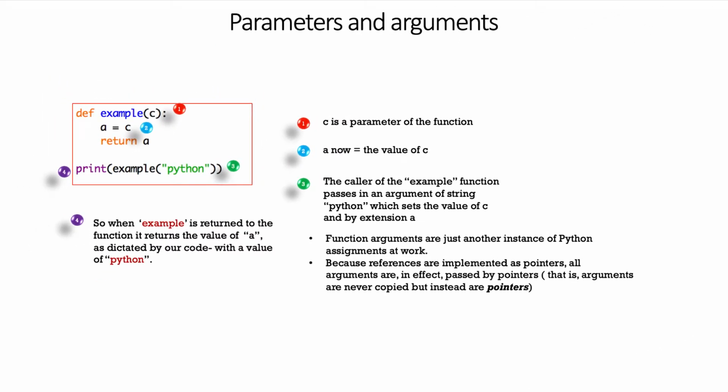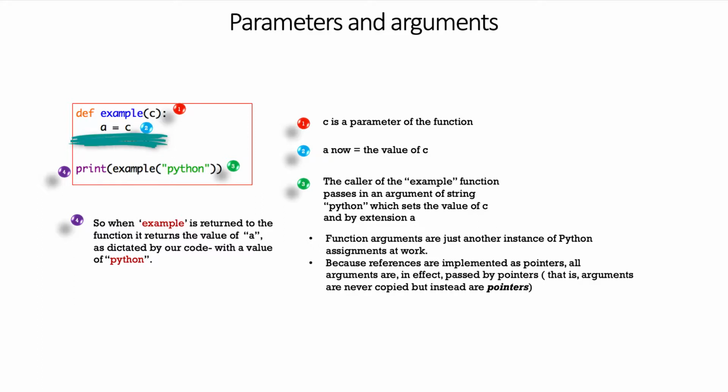Okay, my friends, time to look at parameters and arguments. So we have a function here called example. It has a parameter of c. So technically, the parameter is what gets defined in the header of the function, and the argument is what you pass in through the caller. So c here is the parameter, and Python is the argument that corresponds to c.